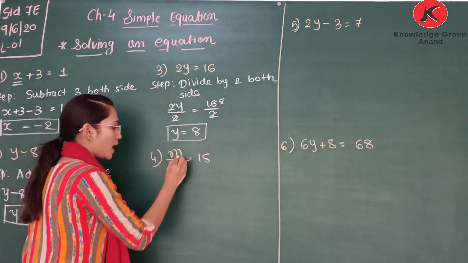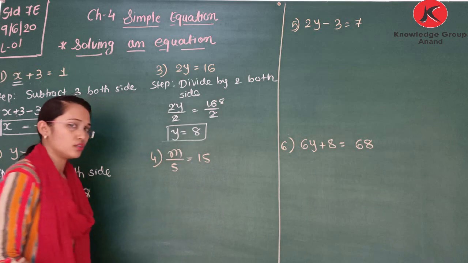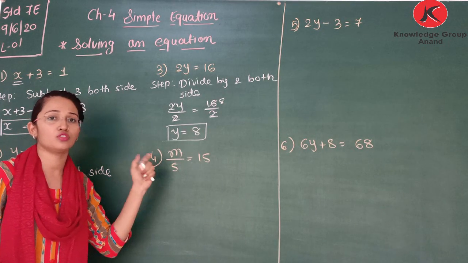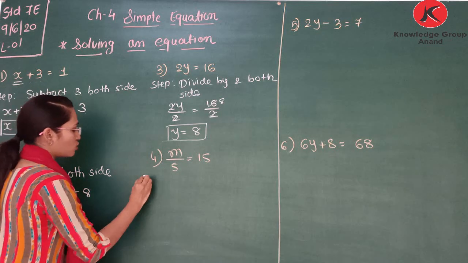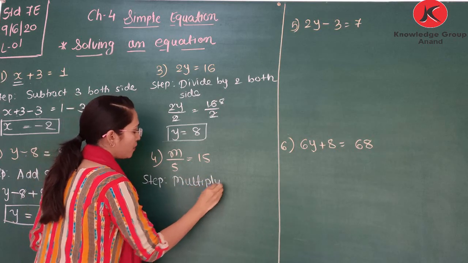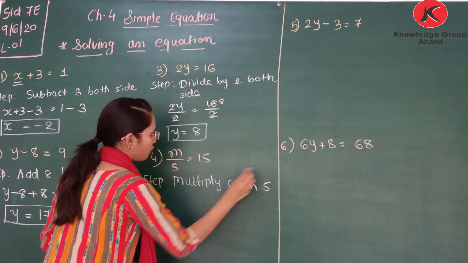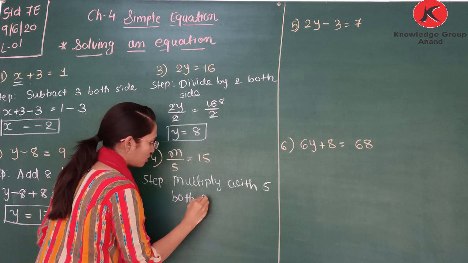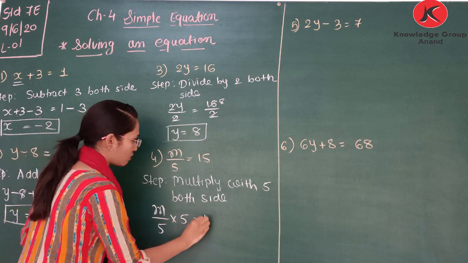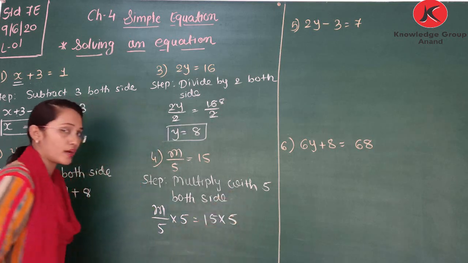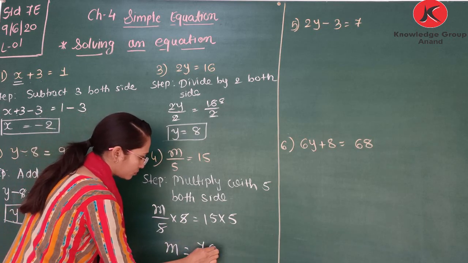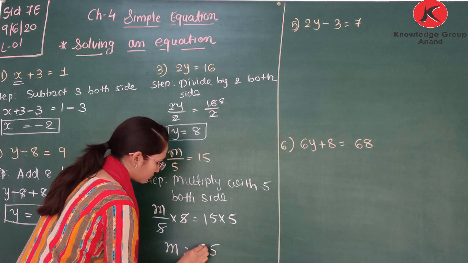Question number 4. m divided by 5 is equal to 50. So here 5 is a division. To remove 5 from here, we need to multiply by 5. So what will be the step? Multiply by 5 both sides. m divided by 5 multiplied by 5 is equal to 50 multiplied by 5. Here 5 will be cancelled out, so m is equal to 250.